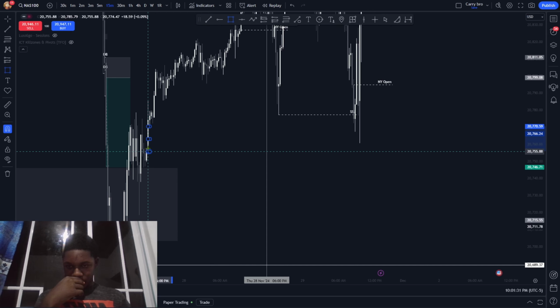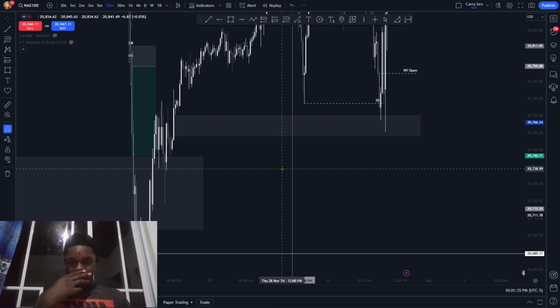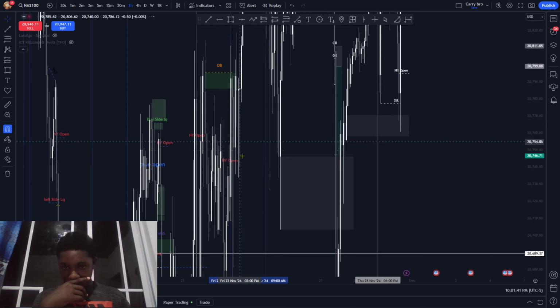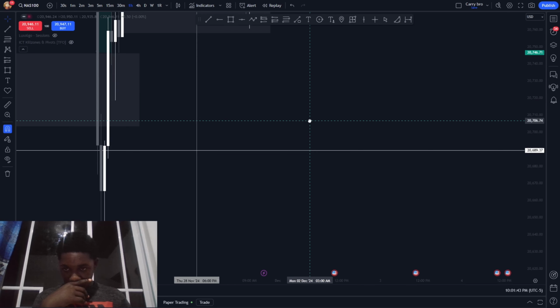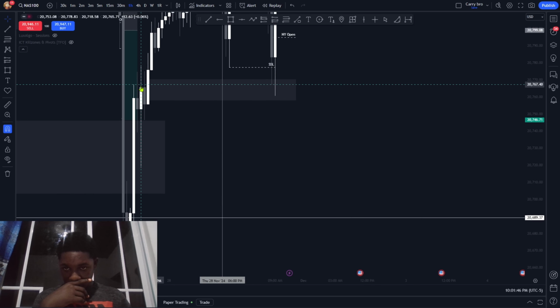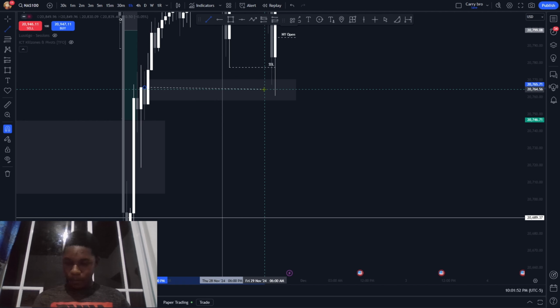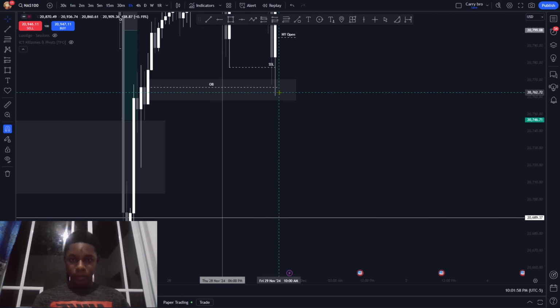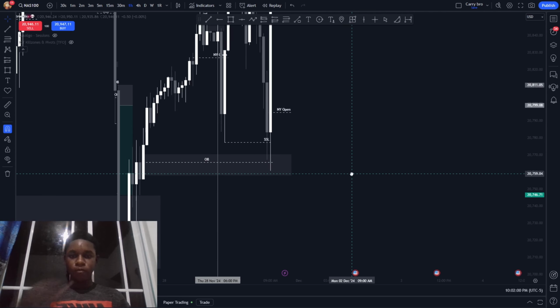We tapped into a fair value gap right here. Also respecting that, is this an order block? This looks like an order block on the 1 hour. Yes, it is an order block. We're gonna mark that, we'll leave no stones unturned. Yeah, that's an order block right there.